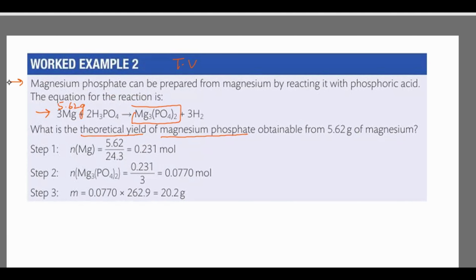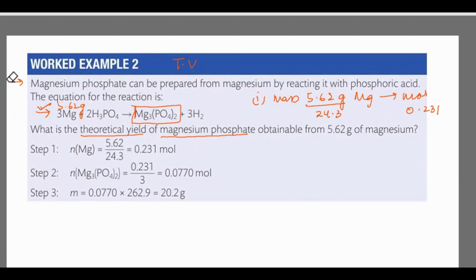5.62 grams of magnesium? So always the theoretical value, or the experimental value, or the actual value, is always of the product. The reactant's mass or moles or anything is always given to you, and they ask us to find for the product. So the first step is that we are going to convert the mass, which is 5.62 grams of magnesium, into moles. For that, we divide it by the molar mass, that's 24.3. So the number of moles of magnesium is 0.231.